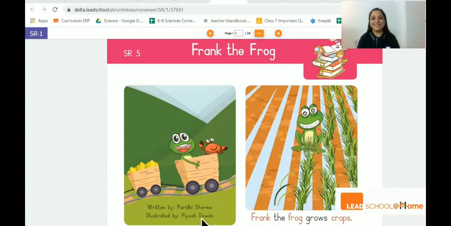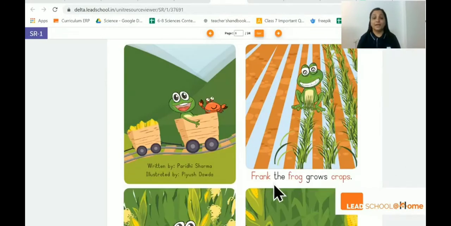Now let's read this story. Are you excited to read the story? Now you know how to read the words. You are going to read the words of the story as well. So let's read the words of the story and the story. Okay, let's try to read this word. What is this word? Yes, this is the blend fr, frog.